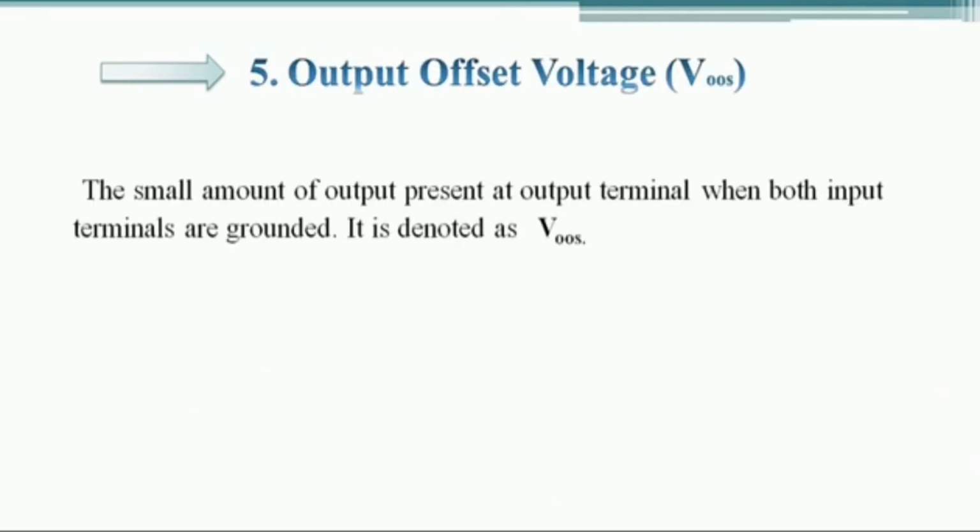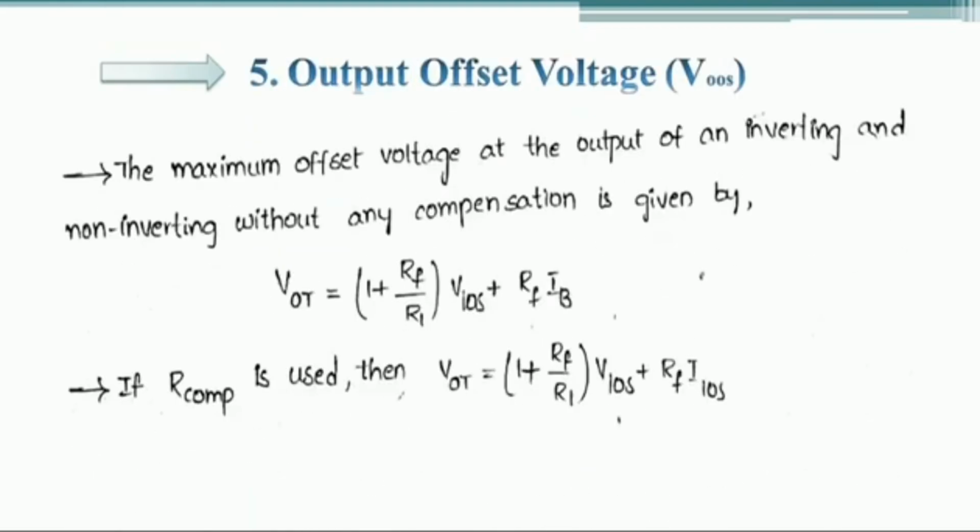The last parameter is the output offset voltage. Its definition is a minute amount of output voltage present at the output node of the op amp even if the input terminals are grounded. It is indicated with V suffix OOS. The mathematical expression of the output offset voltage is VOOS is 1 plus RF by R1 into VIOS plus RF into IB. And if compensation is used in the circuit, then IB is replaced with IIOS. Simply, these are the formulas.